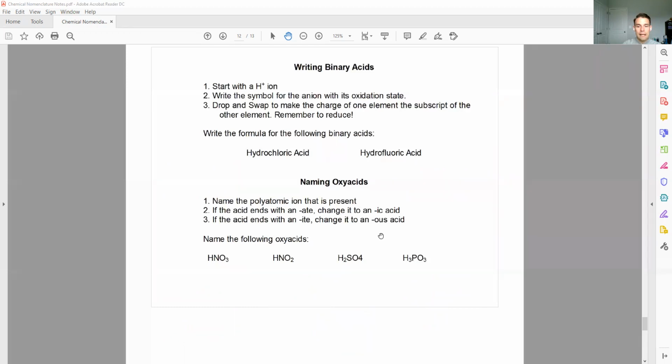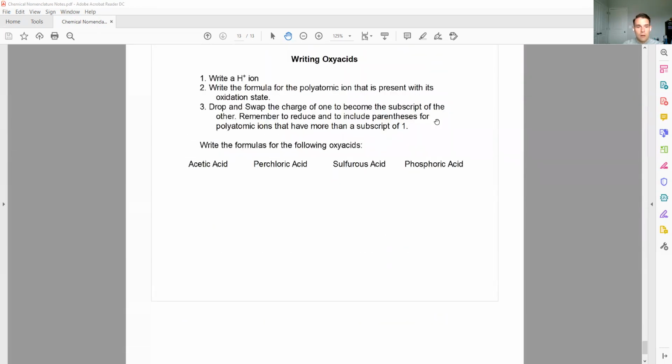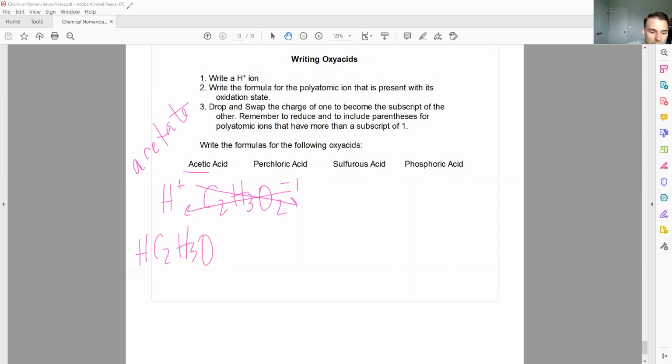Okay, and then finally, how do I write them? Same thing. You see the word acid, it always starts with an H+ in front, and then you have to find the polyatomic ion. So acetic acid, that's going to be acetate, which is C2H3O2 minus 1. We swap them, and it gets HC2H3O2. Perchloric acid, that's going to be the polyatomic ion perchlorate, which is ClO4 minus 1. We know hydrogen's plus 1. We swap them, and we get HClO4.